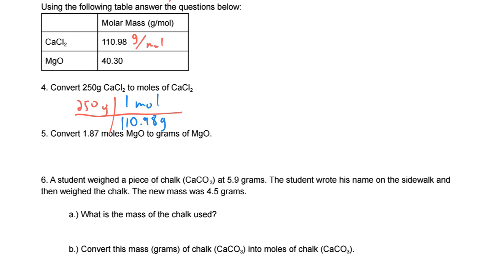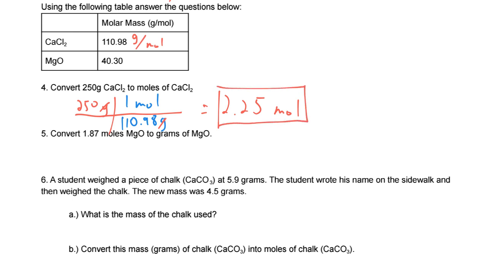Now, how do we evaluate this? Well, we always multiply across the top, multiply across the bottom, and divide. But since there's only really one number on top and one number on the bottom, we'll say we just divide this. 250 divided by 110.98, and we get 2.25. Grams canceled out, and our unit is moles, which is what we were trying to answer. Convert to moles, so 2.25 moles.